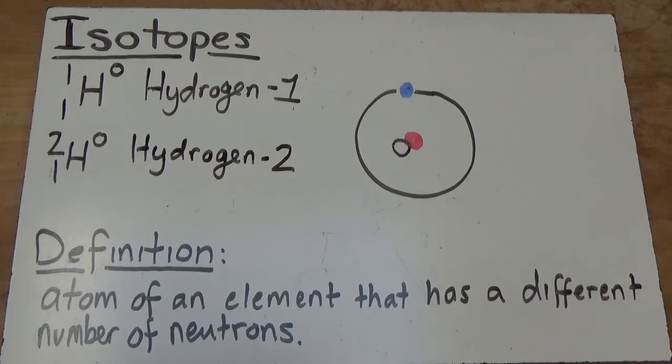Nothing about this element is different except for its mass. It will react in the same way that it always reacts, in the same ratios that it always reacts, and you would not be able to distinguish it from hydrogen 1 in any way beyond the fact that it is heavier.